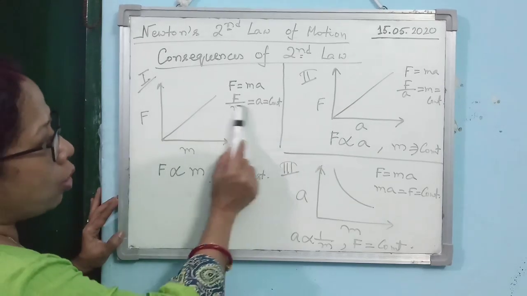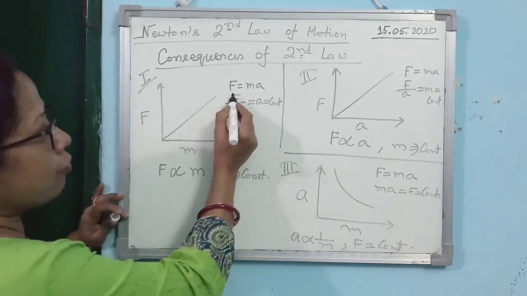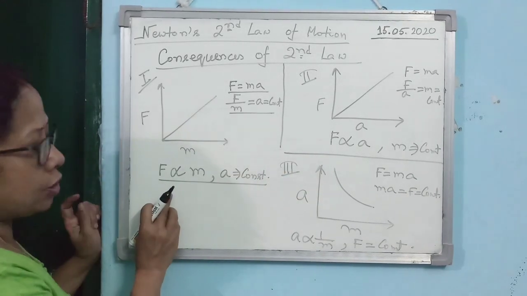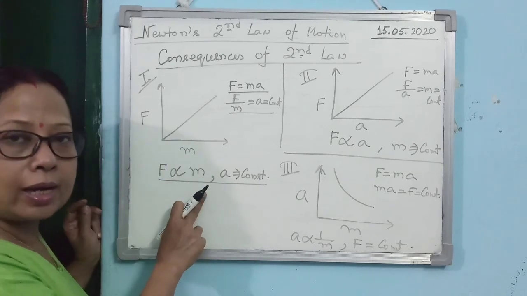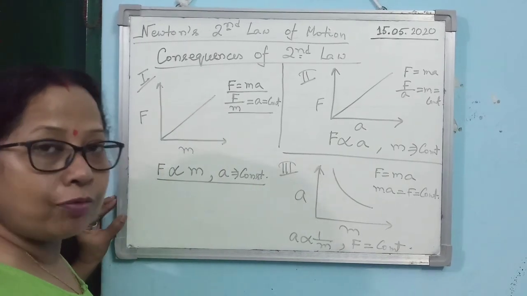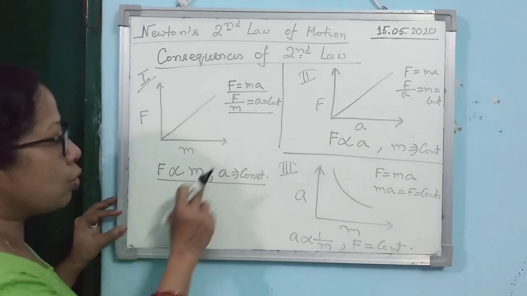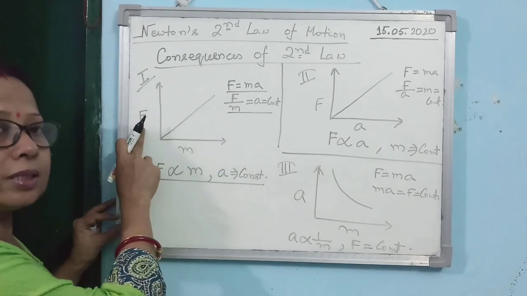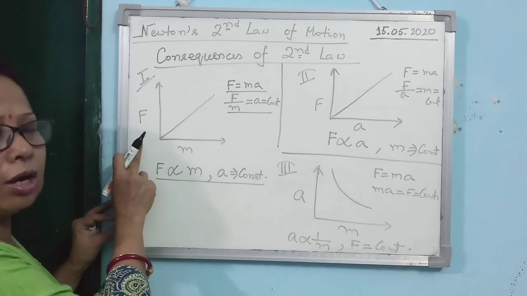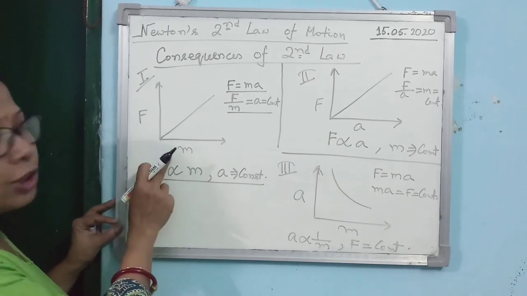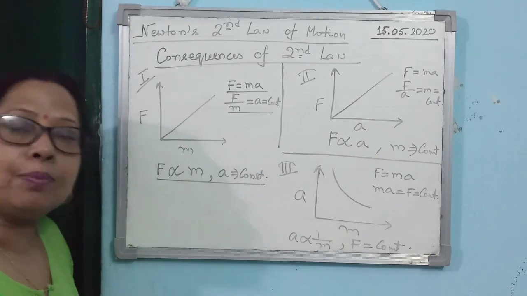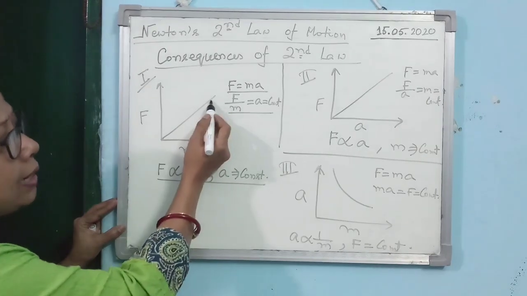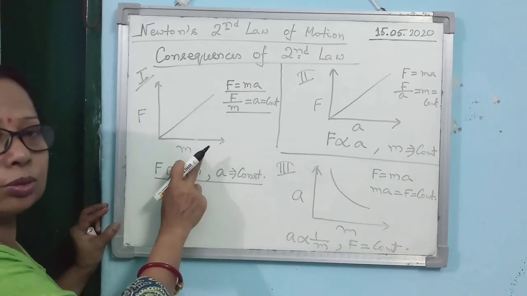So you must write all these three expressions. First this one, then second this one, then third this one. Clear? So if you plot a force versus mass graph, as I already said, the independent quantity goes along the x-axis, so mass is plotted along the x-axis. Force is the dependent quantity, it should be plotted along the y-axis. So what will be the nature of the graph? When two quantities are directly proportional, they give a straight line passing through the origin. So the graph is a straight line passing through the origin.